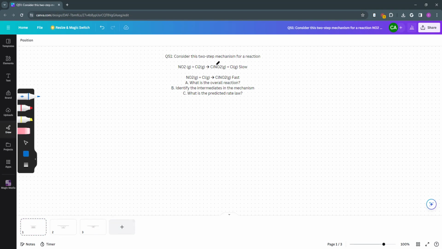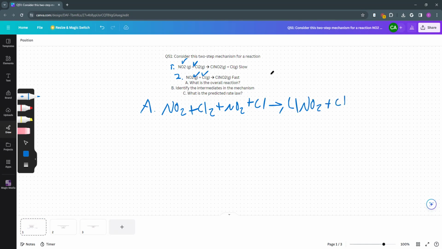So let's do 51. Consider the two-step mechanism for the reaction. One is slow, so that's number one. Number two is fast. What's the overall reaction? So again, all we have to do is add the molecules on the same side of the arrow. So NO2 plus Cl2, and those are our first two. Then NO2 plus Cl, and that will make ClNO2 plus Cl plus C, that's ClNO2, not Ci.